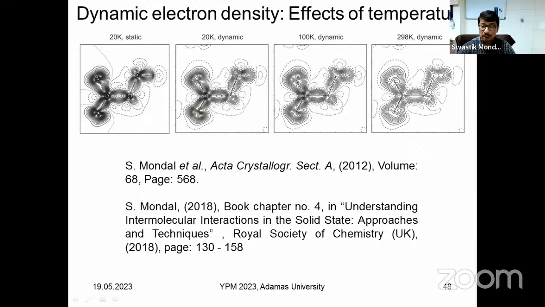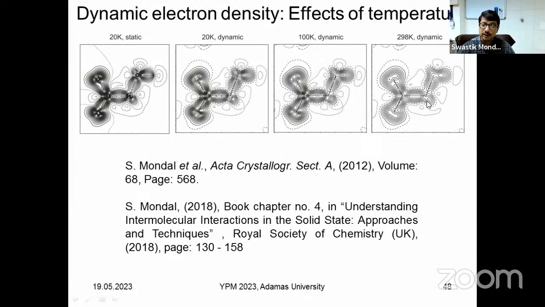This is important because temperature plays a crucial role in many of the properties of a material. So a material shows one kind of property at room temperature. The same material can show a different property at 200 degrees centigrade. The same material can show a different property at the low side, meaning at minus 200 degrees centigrade. So temperature plays an important role in determining properties of material, and that's why the effect of temperature on electron density is very important.